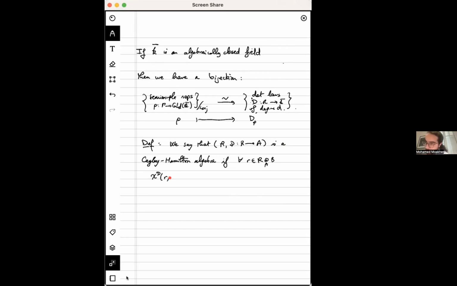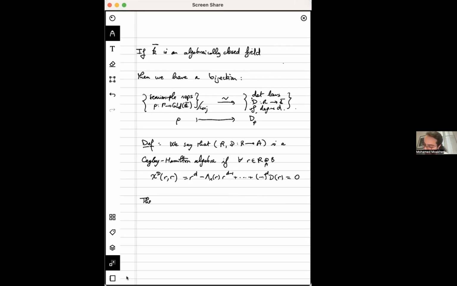So here we define the characteristic polynomial, and like in the Cayley-Hamilton theorem, we apply it to r. It gives us r^d minus lambda_1(r) r^(d-1) plus ... plus (-1)^d lambda_d(r), and we want it to be 0. So every element satisfies its own characteristic polynomial.